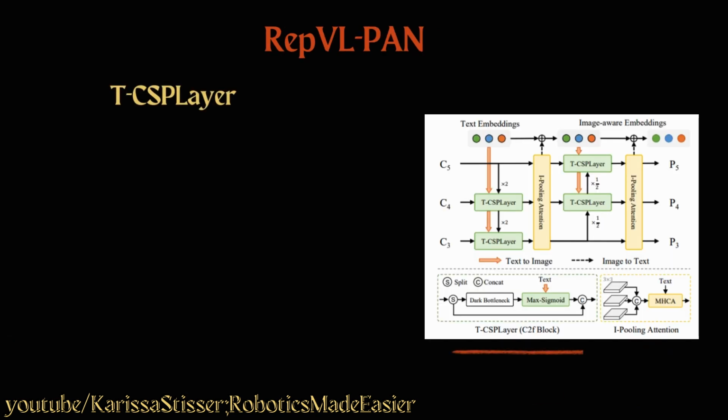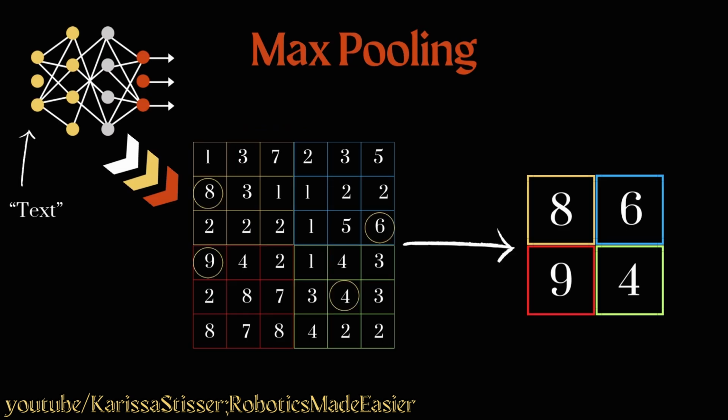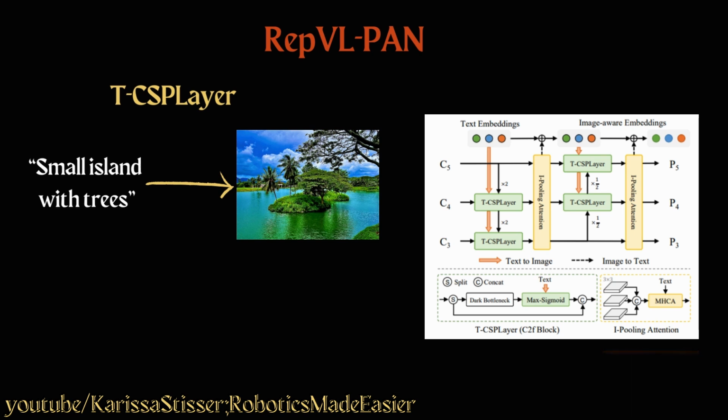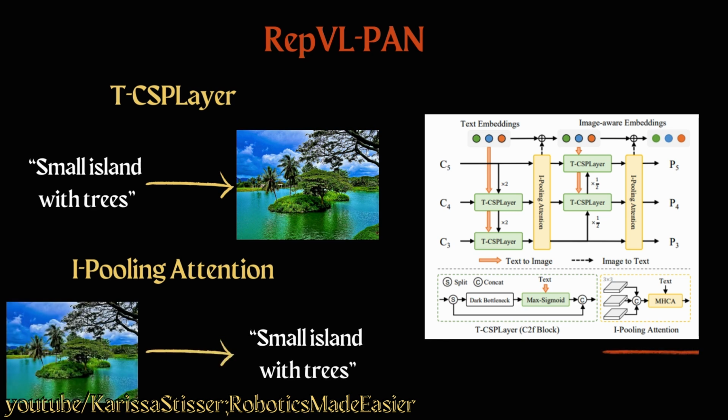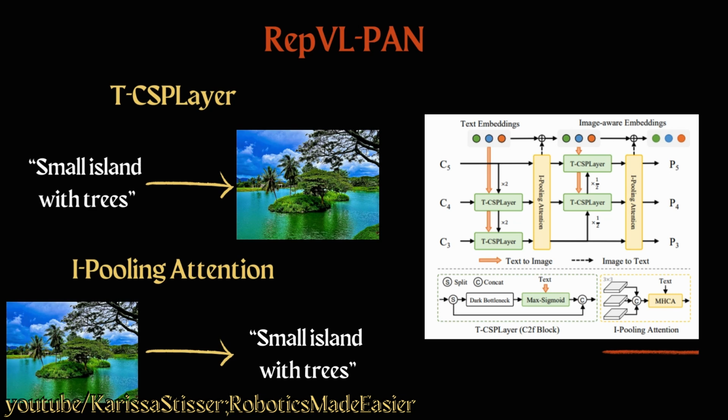In the RepVLPan, the text-guided CSP layer injects language information into image features, with the max sigmoid attention after the last dark bottleneck block. Max pooling extracts the most important features from the text, and sigmoid scaling squashes the features between 0 and 1, making them better suited for weighting other features. The weighted text features are applied to the image features, making them more aligned with the semantic context provided by the text. The image pooling attention, on the other hand, enhances the text embeddings with image-aware information. After feature maps are created, attention weights are computed to know where focus should be given within the feature maps, and the weights are used to pool the features, enhancing those that are more important and diminishing those that aren't.